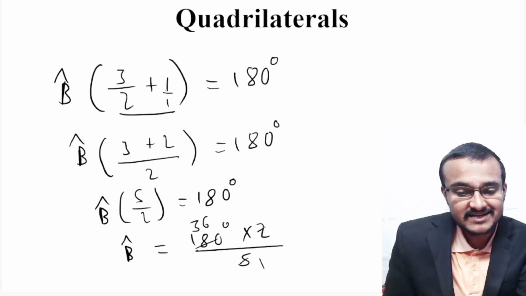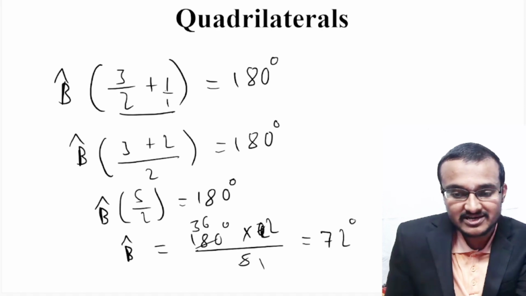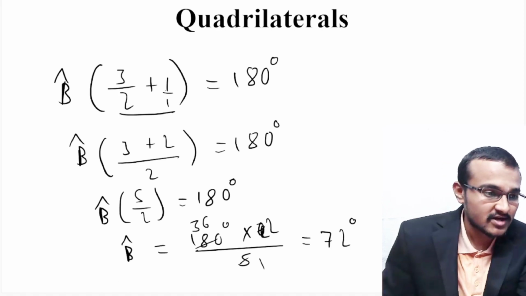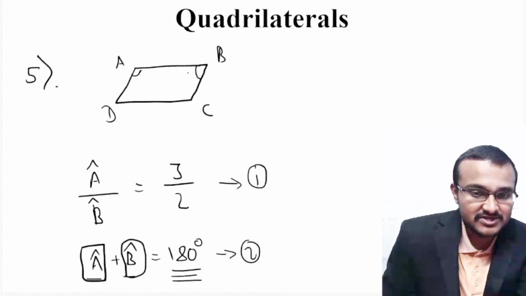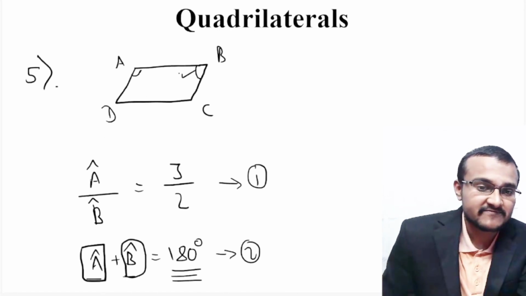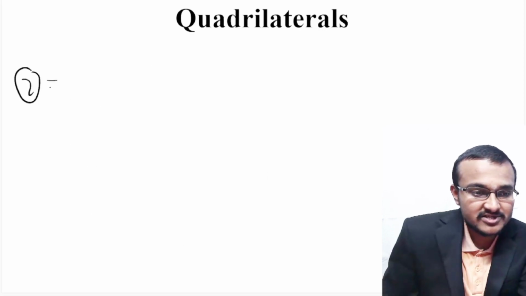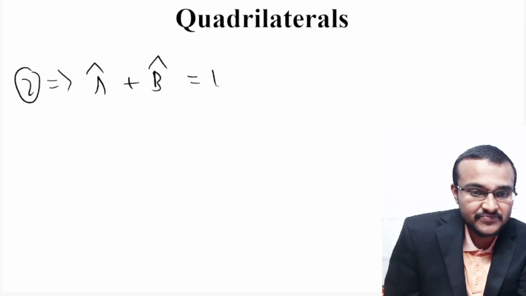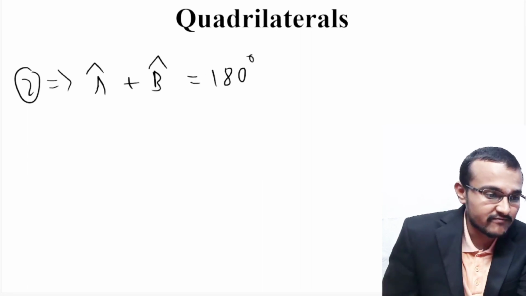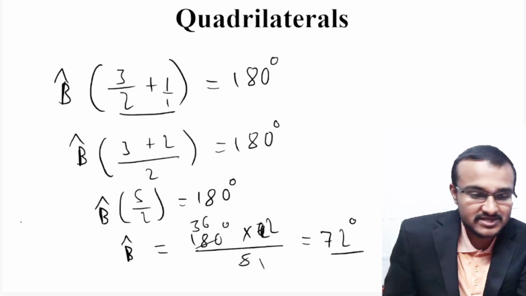So 36 into 2, here 2 is there. So 36 into 2 is actually 72 degree. So here one of the angle is actually equal to 72 degree. If this is 72 degree, then we know that a plus b according to equation 2, a plus b is actually equal to 180 degree. Now we have got the value of b, that is actually equal to 72 degree.